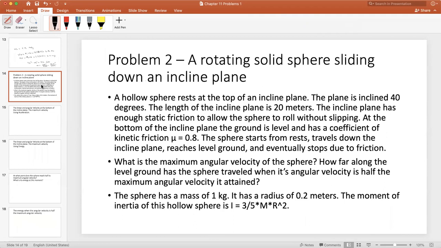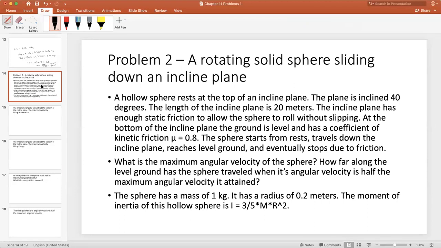There's a lot of words here. I just wanted to make sure that you all had this background information. I'll draw it up in a second, and that might make it easier to understand. But what we have is a hollow sphere at the top of an incline. This incline is going to have a 40-degree angle. And the length parallel to the surface of the incline is 20 meters. There's enough static friction there to allow the sphere to roll without slipping.